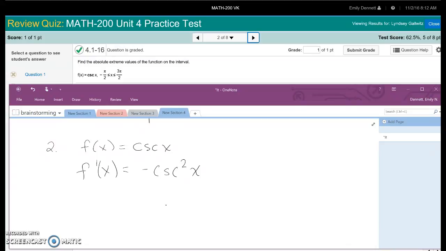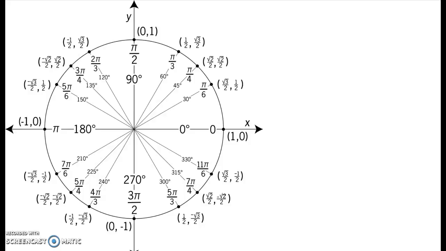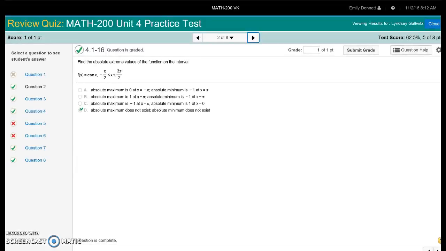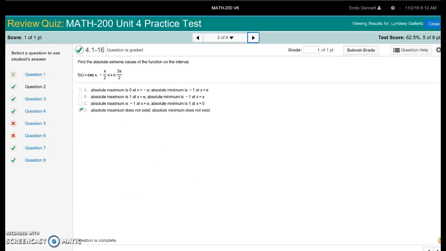And let's actually look at negative pi over 2. Okay, and negative pi over 2, which would be down here, we'd have sine over cosine. So negative 1 over 0, which would be undefined. So at our endpoint, we have an asymptote. And what was the other one? 3 pi over 2. At 3 pi over 2, oh, which is actually the same place. We're still undefined. So since we don't have any critical values, and at the two endpoints we have asymptotes, we don't have any absolute max or mins.